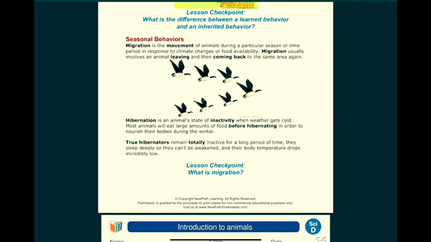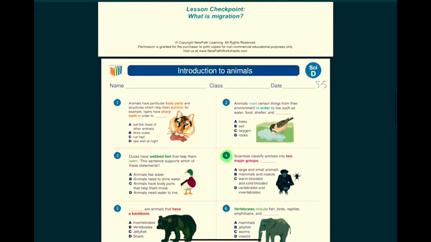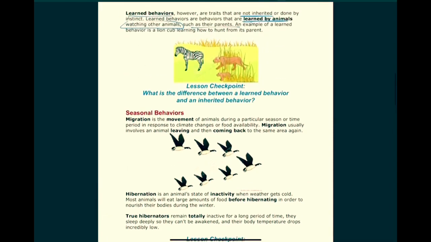True hibernators remain totally inactive for a long period of time. So they just go in like a coma. They're just not going to move for sometimes months, it might be. So you probably think of a bear as the classic example of a hibernating animal. They're going to eat a whole bunch right before it's winter and then go in their den and just sleep for some months.